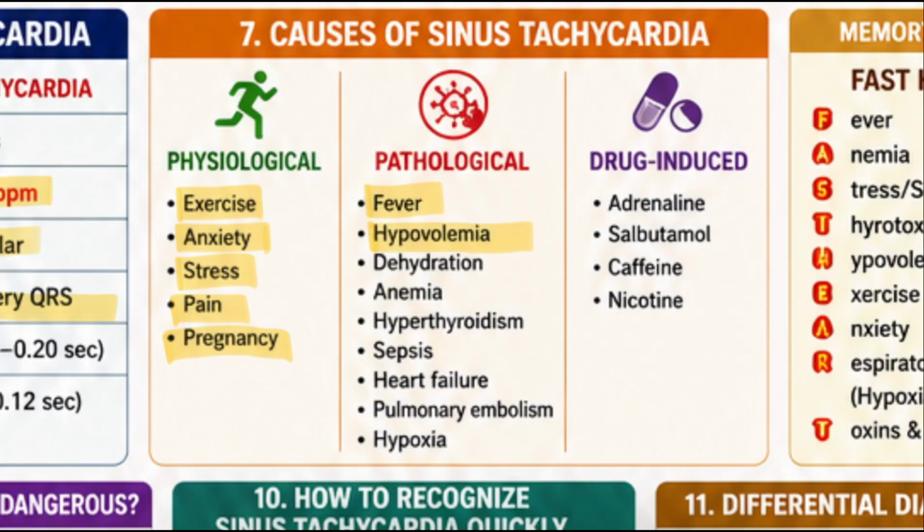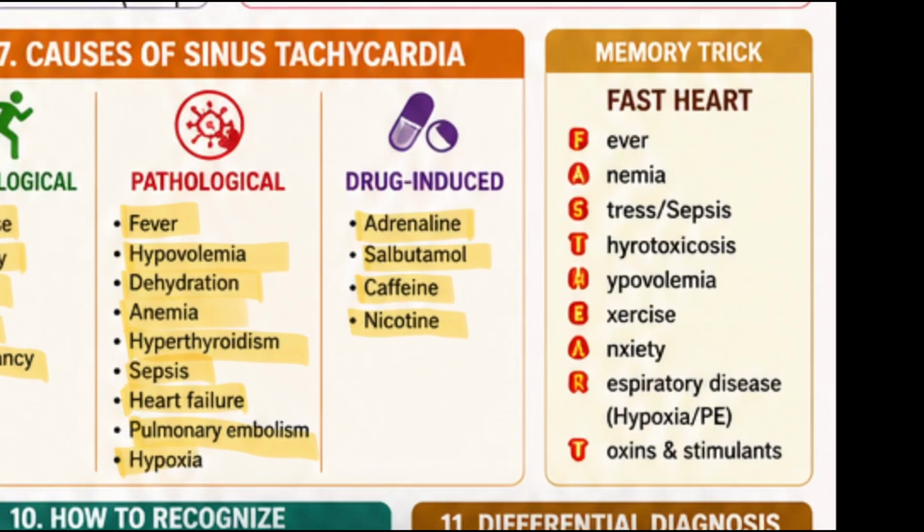In pathological causes, we can see if the patient has fever, hypovolemia, dehydration, anemia, hyperthyroidism, sepsis, heart failure, pulmonary embolism, hypoxia, breathing related problems, or any circulation problem, then it becomes pathological and the patient will get sinus tachycardia. Next, drug induced: adrenaline, salbutamol, caffeine, and nicotine. So these are the things that will cause sinus tachycardia.